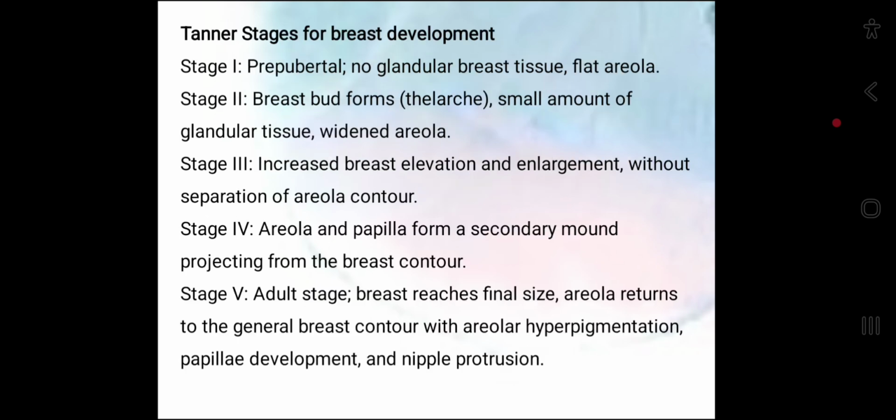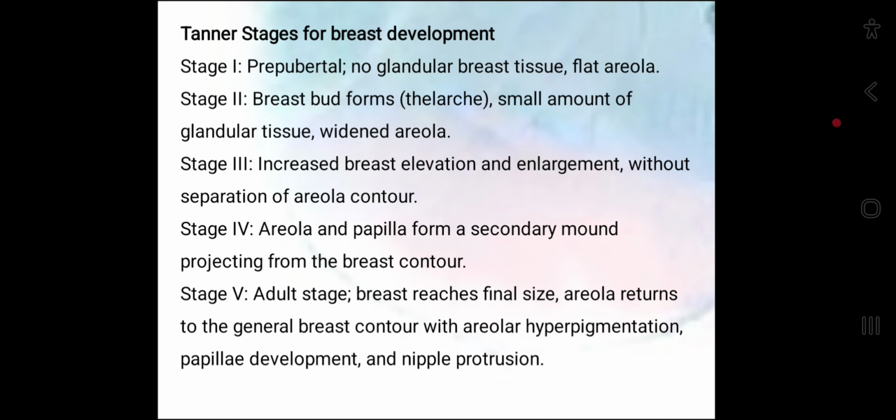Regarding Tanner stages for breast development, stage 1 is pre-pubertal, in which there is no glandular breast tissue and a flat areola. In stage 2, or thelarche, there is a breast bud, a small amount of glandular tissue, and the areola starts to widen. In stage 3, there is increased breast elevation without separation of the areolar contour. In stage 4, areolar development starts and forms a secondary mound, also called a double scoop, projecting from the breast contour.